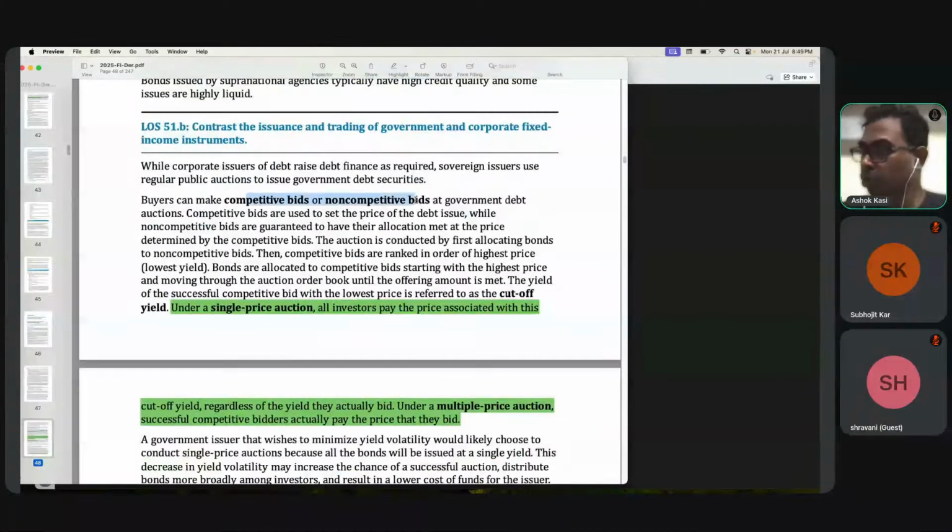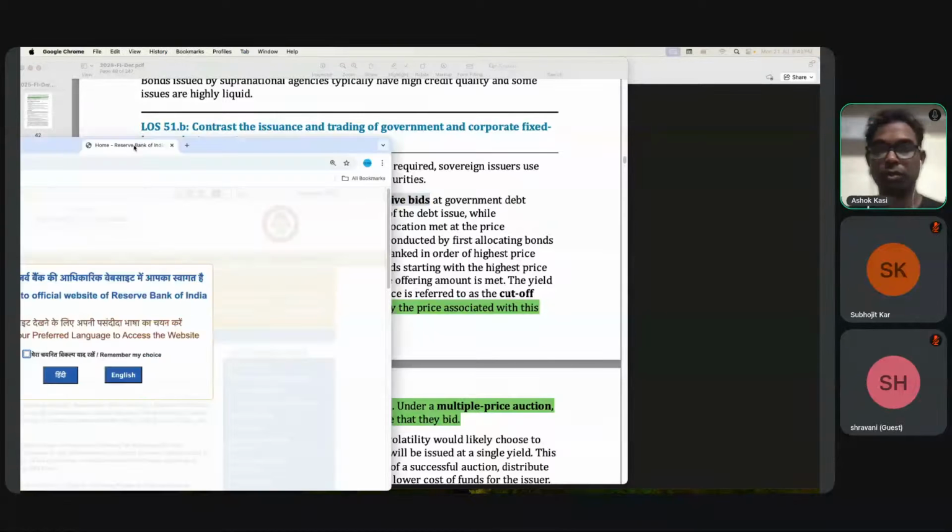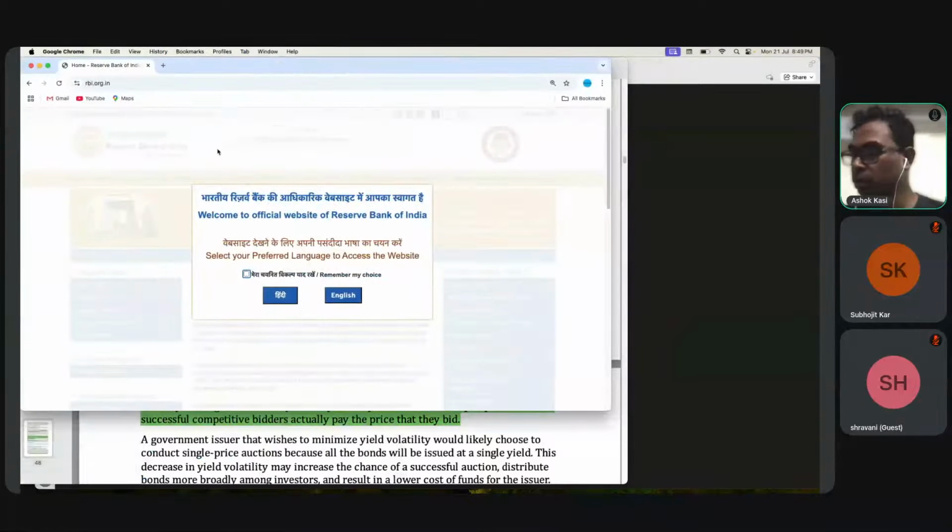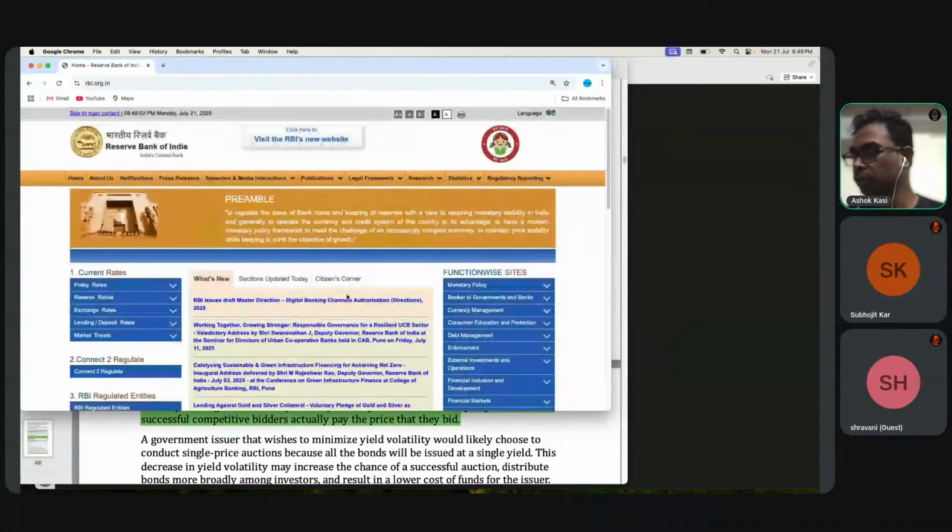Then competitive bidding and non-competitive bidding. Did I show this to you in RBI Treasury bills? RBI Treasury bills, competitive and non-competitive bidding. So I'll show it now. See, rbi.org.in. Okay, this is the website.